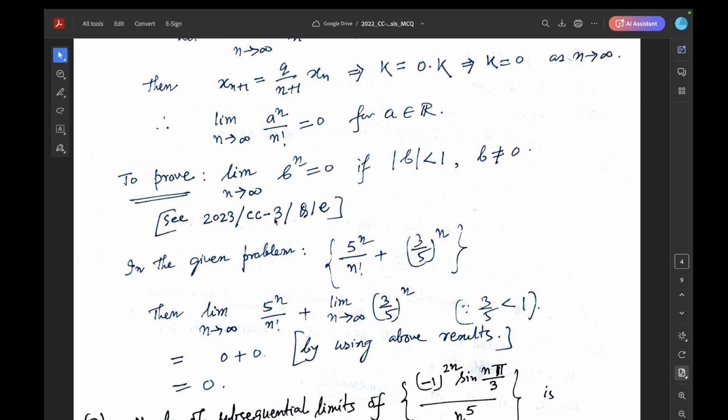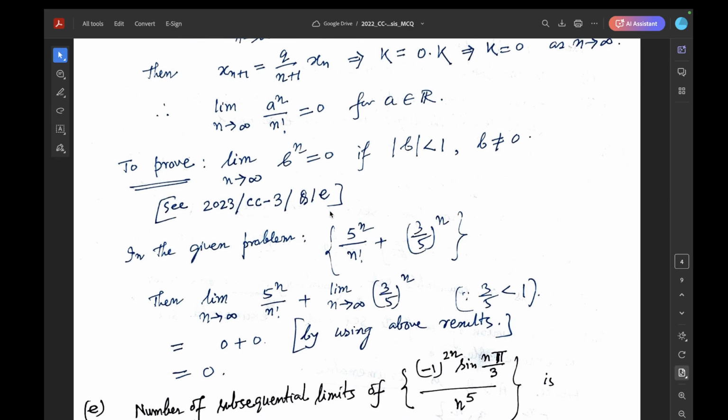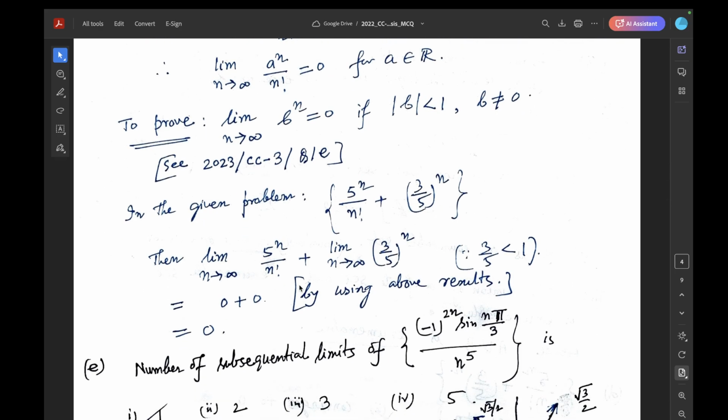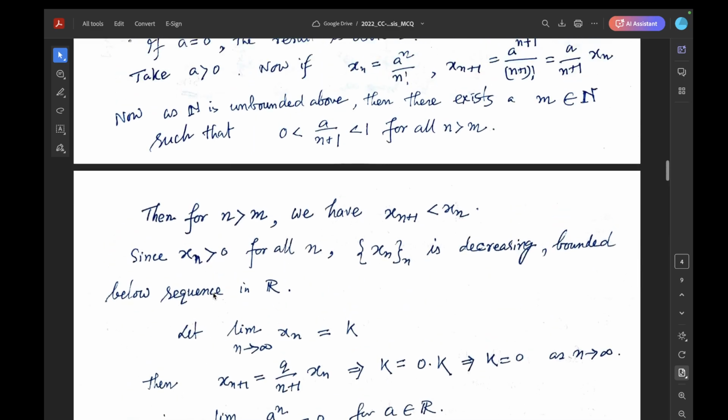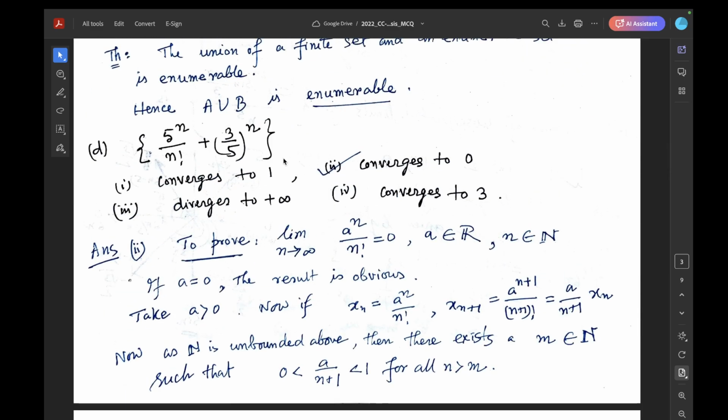See 2023 paper CC-3 question 1E, and detailed proofs are given there. In the given problem, we get this. So 0 plus 0 is the limit. So the ultimate answer is 0. So the correct option is 2. The sequence converges to 0.